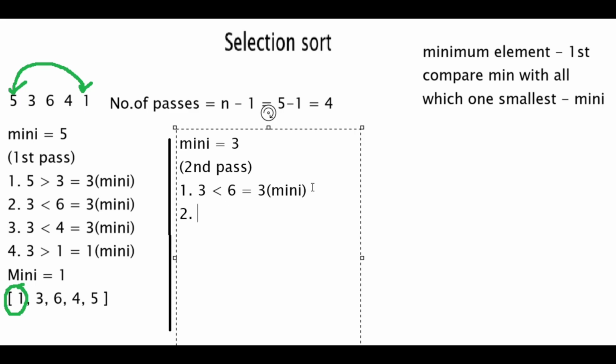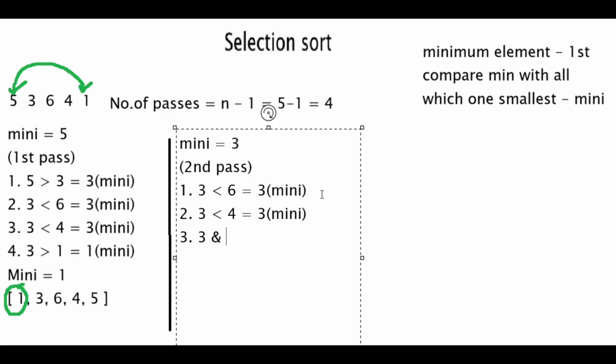Pause the video and guess what the next three stages may be. Now, as usual, 3 will be the mini, and 3 will be compared with 4. Obviously we will get 3. Why? Because if we compare 3 and 4, 3 is the smallest number. So we are going to assume 3 as mini. In the third step, again 3 will be compared with 1.